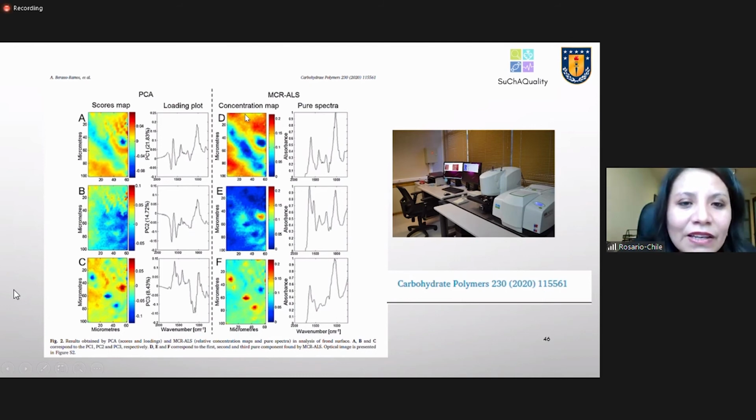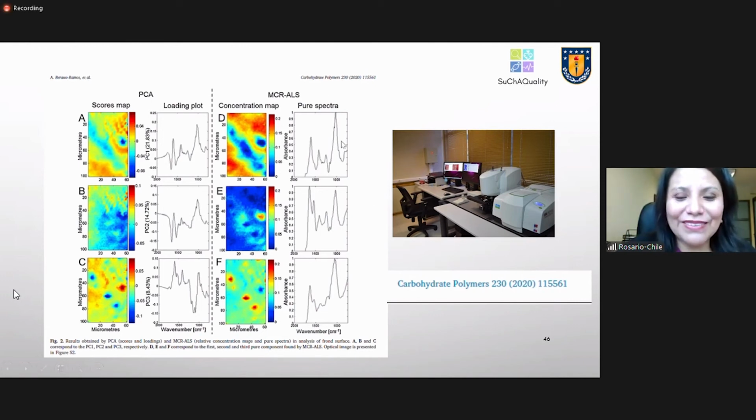and to see that this chemical component is distributed in this way. So for example, it's not here, but it's in this part. So I can localize the chemical compounds, but I also identify the chemical compounds, okay?